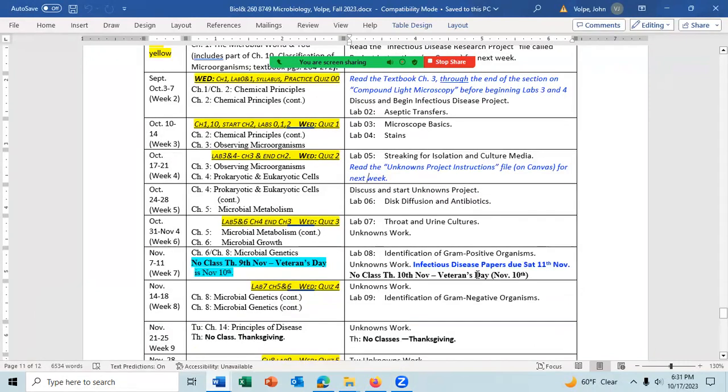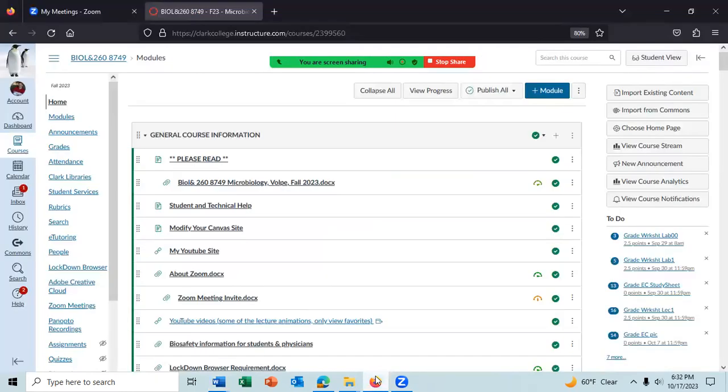Today is October 17th, and we're supposed to be talking about Lab 5, Streaking for Isolation and Culture Media. You should also, this week, read the Unknown Project instructions file. You can find it on Canvas, and I think it's week 5 or 6. I'm going to be discussing the Unknown Project next week. Let me show you where you can find the Unknown Project file.